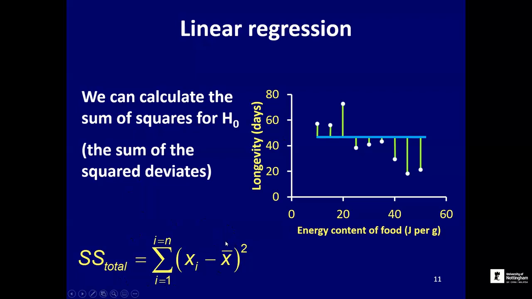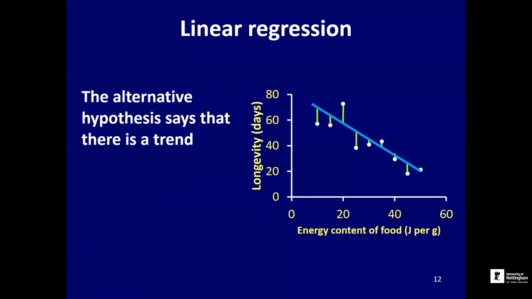So the total sum of squares, which is the sum of the squared differences between each data point and the mean, is going to be our starting point for building an analysis of variance table like we did in the previous lectures. But this time, critically, something's going to be a bit different. What's going to be different is we're going to compare that sum of squares to what we get when we have an alternative hypothesis, which is reflected in a line of best fit through the data.